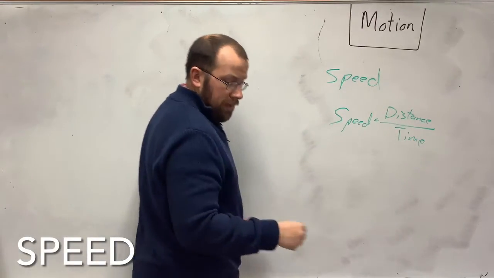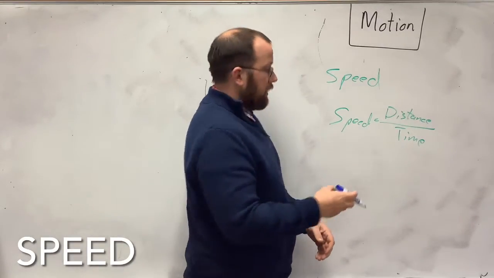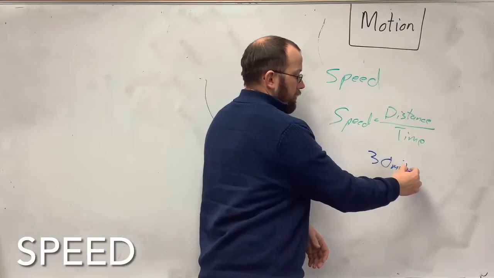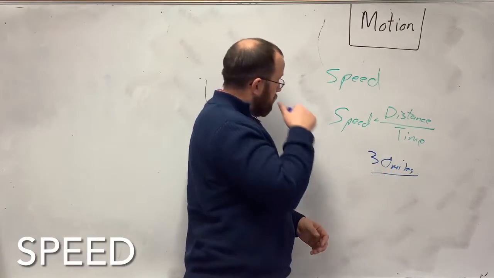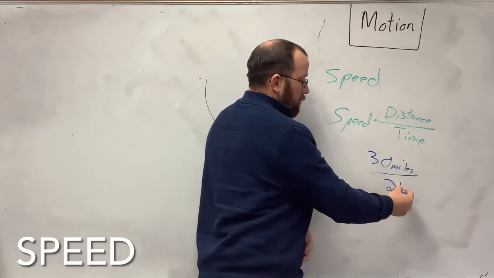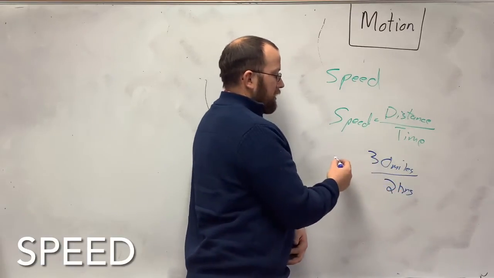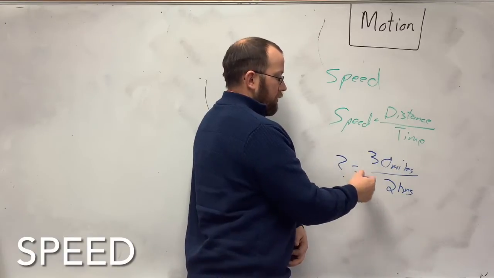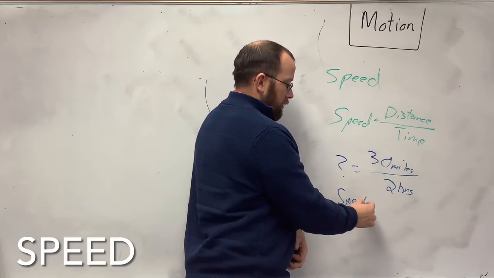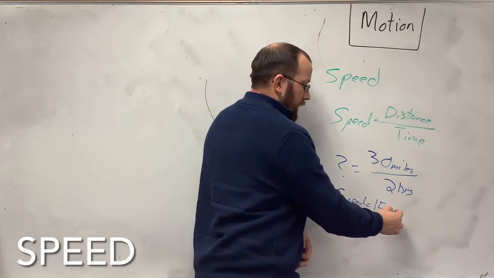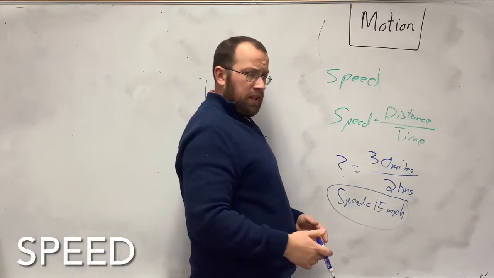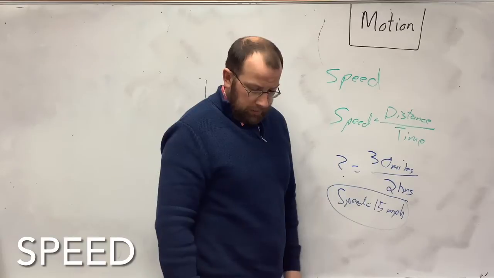So if I say I'm going a distance of 30 miles, right? And then I say I'm driving for 2 hours. What's my speed? Just divide the two and I get my speed equals 15 miles per hour. Right? That's how you find speed, just distance over time.